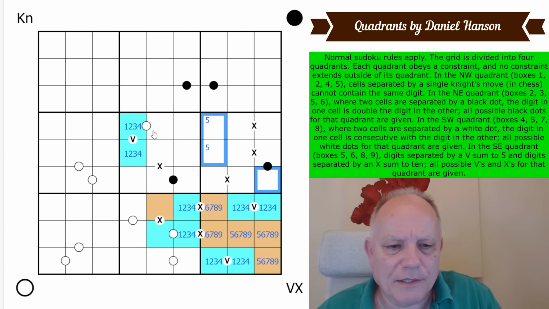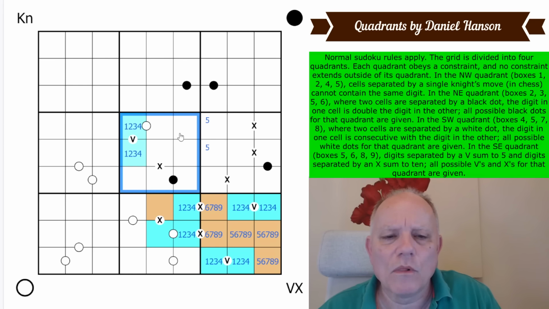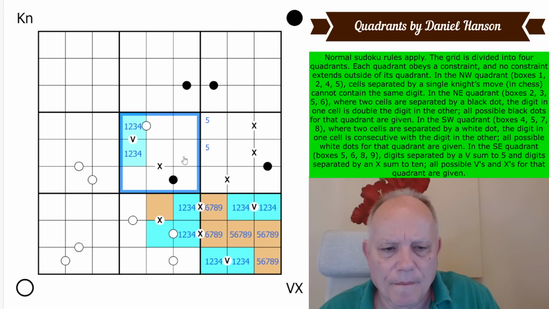Okay, negative constraints. Right, let's look at the central box. All the negative constraints are at play.